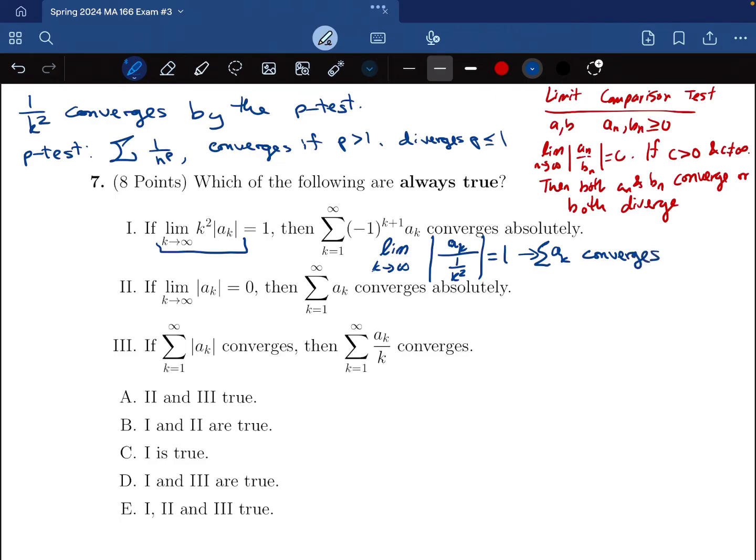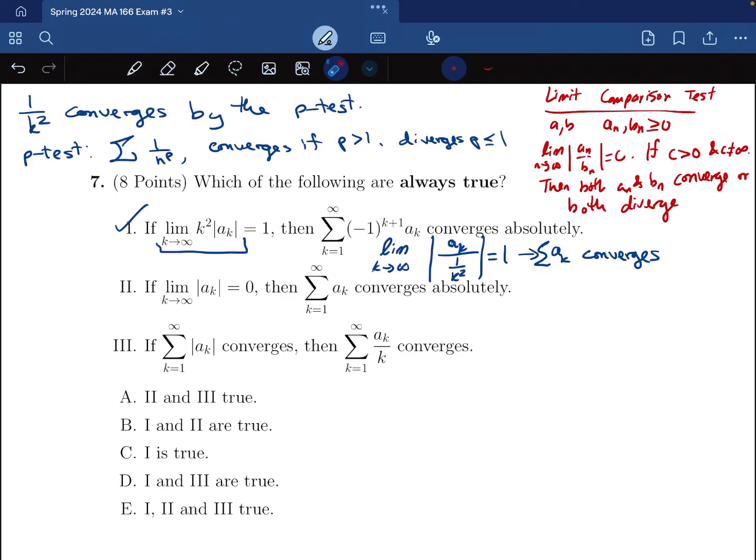And so if the series a_k converges, that means that the corresponding alternating series, which is what we have here, must converge. So that means that statement 1 is true.